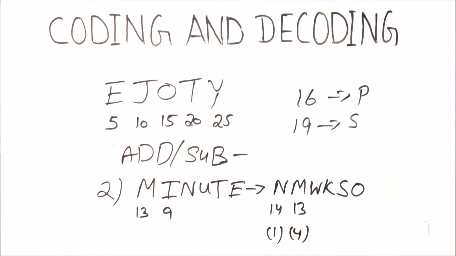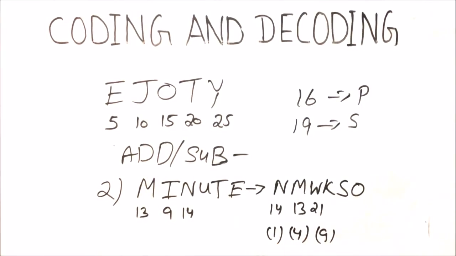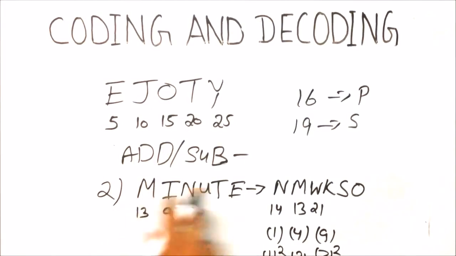Now what you just need to do is look at the differences. N comes at the 14th place in the alphabetical order, and W comes at the 21st place. So here the difference is 9. Now if you look at 1, 4 and 9, you can gauge the pattern, which is the difference of alphabetical numbers, and the difference is the square of 1, 2 and 3. This is 1 square, this is 2 square, this is 3 square. So the difference is the square of the number.